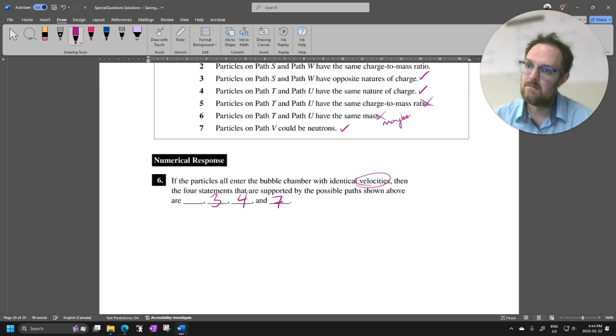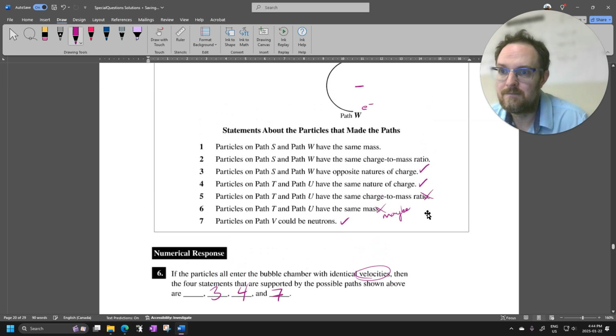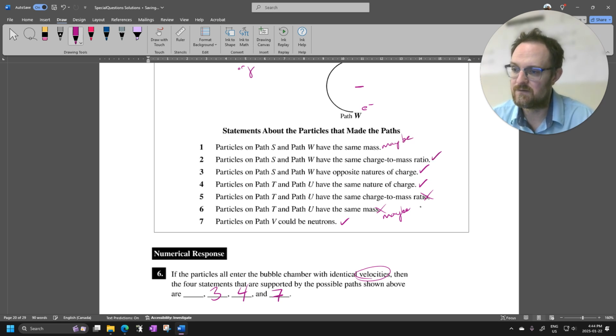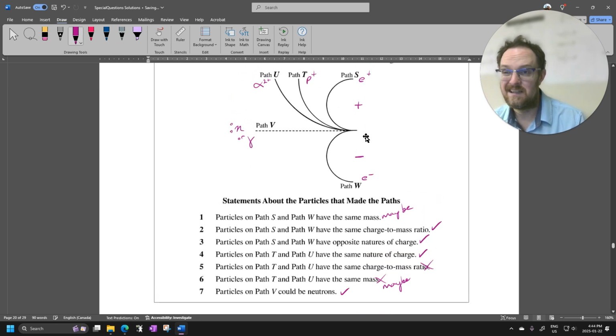Maybe. But there's no way to know. Right? You'd have to know the charge as well to figure that out. This one could be, maybe, most likely they are, but they have the same charge to mass ratio for sure. All right, because they have the same radius, they're going the same speed, and you calculate that.